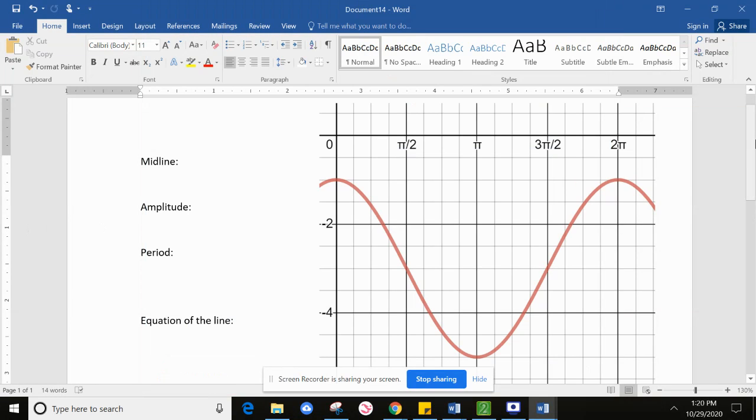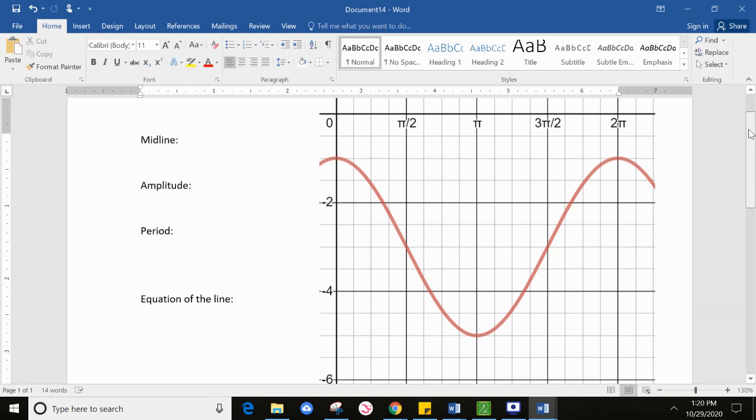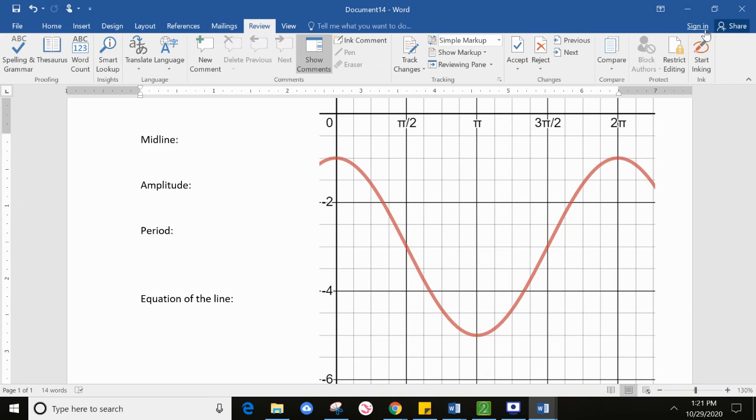I've got two graphs here today I want to go through with you: how to decide what the equation of this curve is. What we want to do is look at these things I have listed over here on the side. We'll look at amplitude, midline, and the period of the curve.